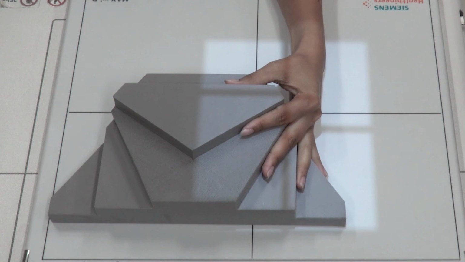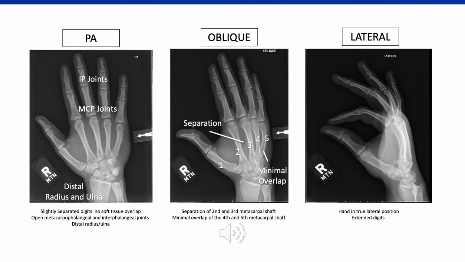For a lateral hand x-ray, it's important to fan the fingers. The digits should run parallel to the detector, and using a radiolucent sponge will really get the hands in a true lateral position. So in the AP view, you want to see slightly separated digits, no soft tissue overlap, open metacarpal phalangeal and interphalangeal joints, and include the distal radius and ulna. On the oblique, there should be a separation of the second and third metacarpal shaft, minimal overlap of the fourth and fifth metacarpal shaft, and on the lateral, the hand is in a true lateral position with extended digits.